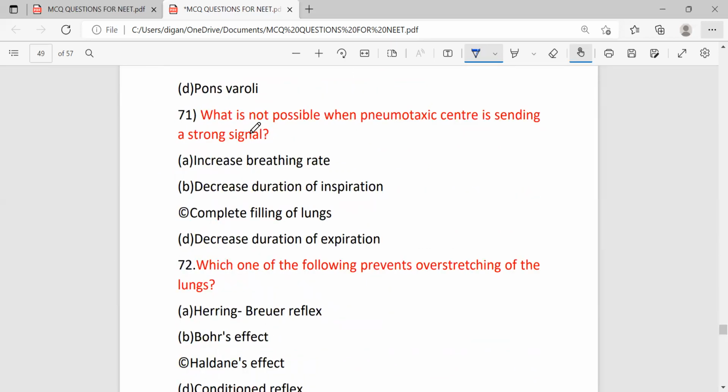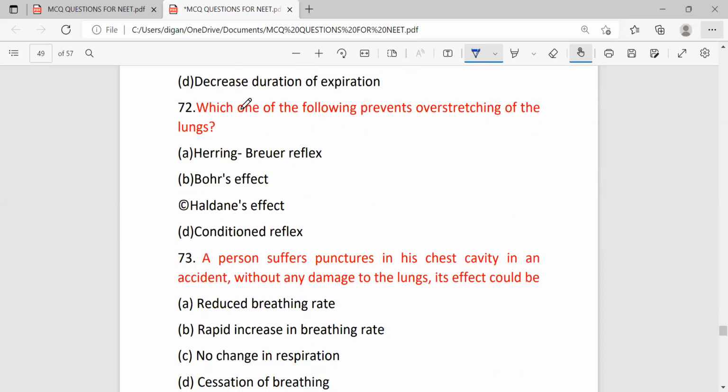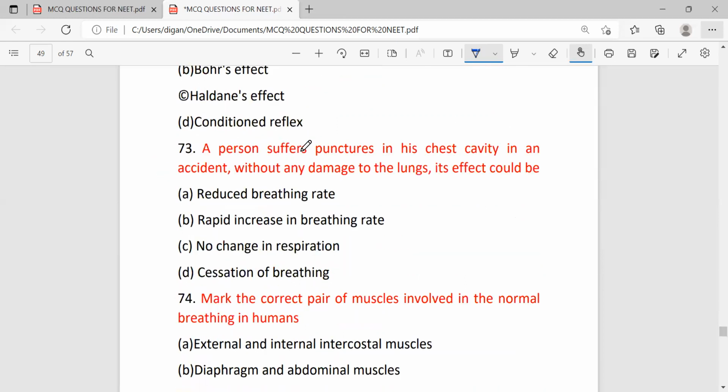71, what is not possible when the pneumotaxic center is sending a strong signal? For 71, the correct option is C, complete filling of lungs. Which one of the following prevents the overstretching of the lungs? For 72, the correct option is A. Next, a person suffers a puncture in his chest cavity in an accident without any damage to the lungs. Its effect could be, for 73, correct option is D.